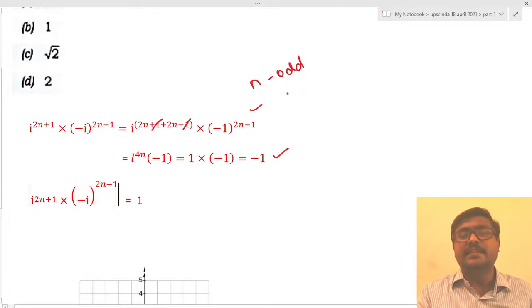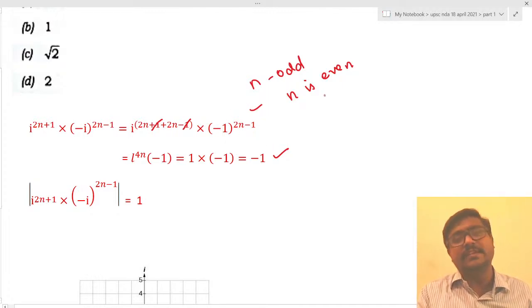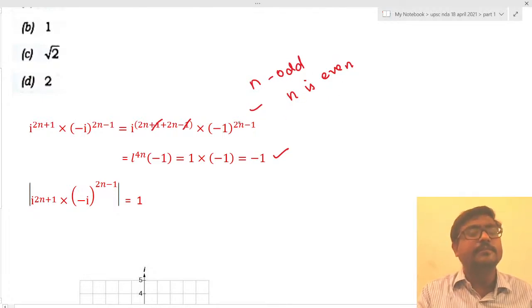Another case we will consider is when n is even. When n is even, what will happen? Twice n, an even number, for example 2 into 14 will be 28. So when you multiply an even number, we again get 2n even. Even minus 1 is an odd value. So minus 1 power an odd value will give minus 1. So 1 into minus 1 is minus 1. So anyway, it's going to give minus 1.